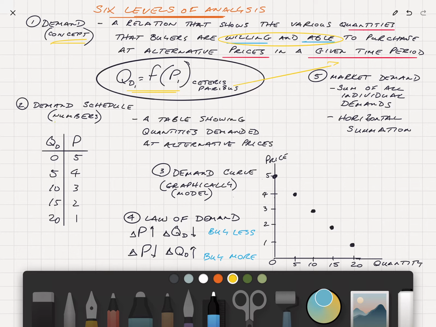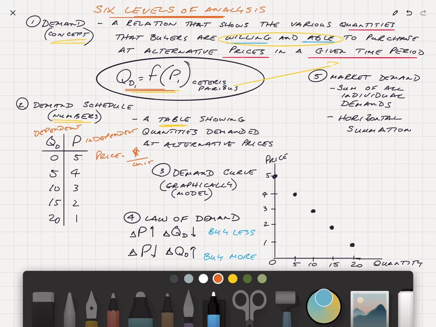The second level of analysis, let's get some numbers. I have over here what's called a demand schedule. It's nothing more than a table showing the various quantities demanded at alternative prices. Price is your independent variable, and QD is your dependent variable. QD as a function of P. Price is going to be dollars per unit. I would list out my price, and then this hypothetical person would respond how much they're willing and able to buy at each price.